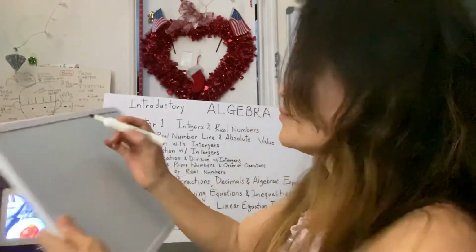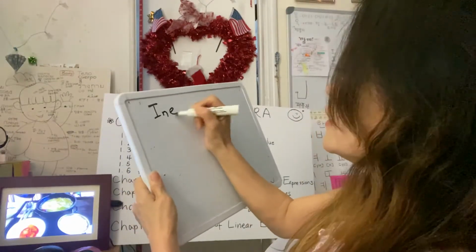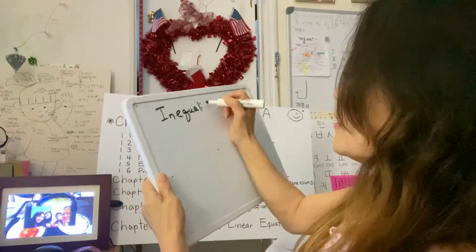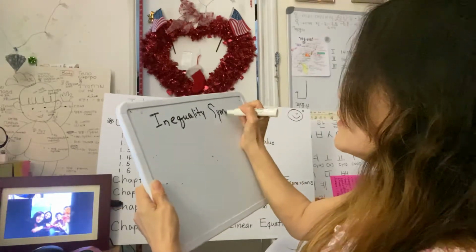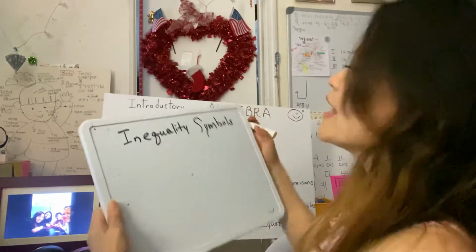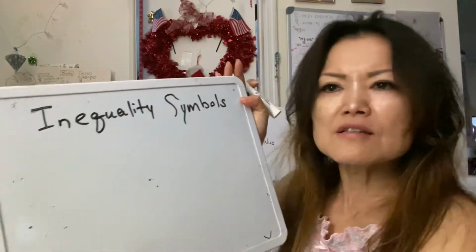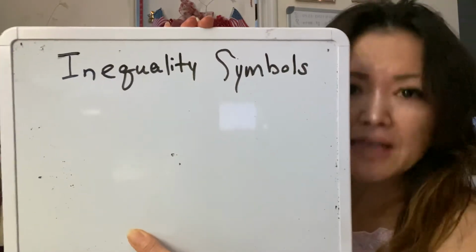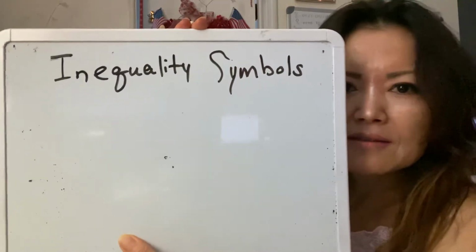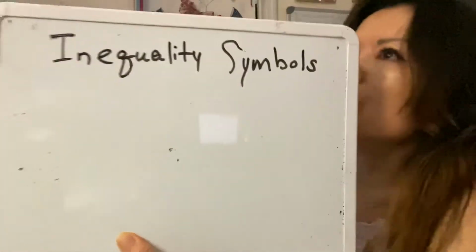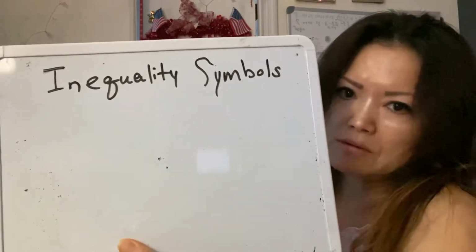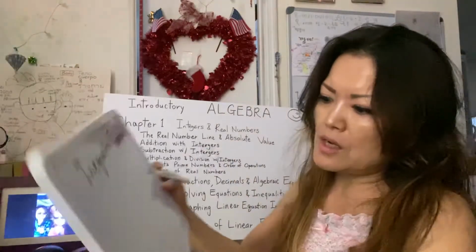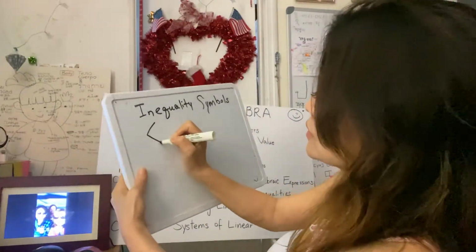Today we are going to learn inequality symbols and absolute value. What is the inequality? Not equal. Equal means the same, right? 5 equals 5, 6 equals 6. But inequality means not equal. Okay.